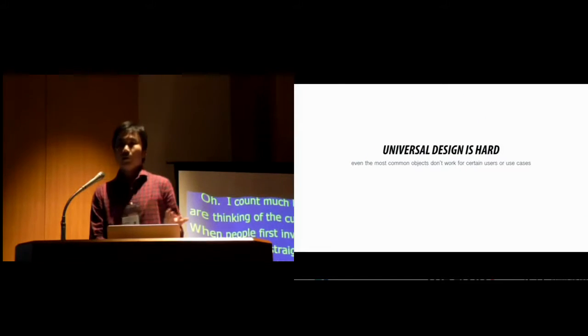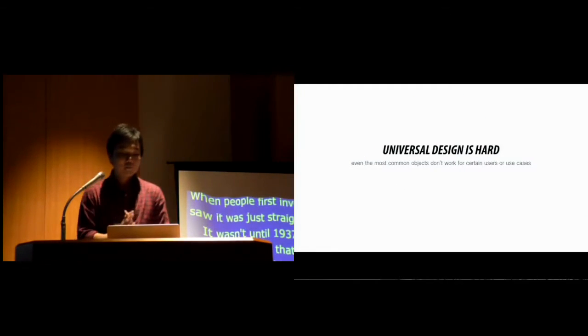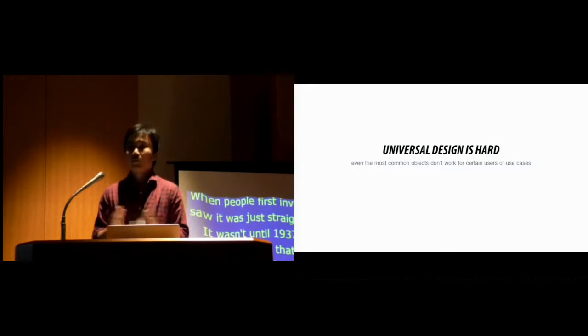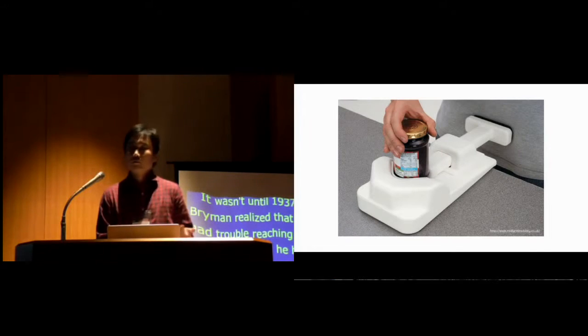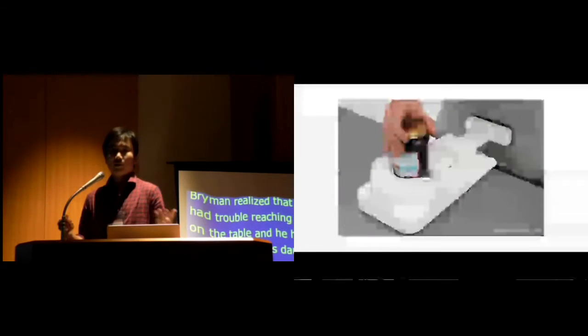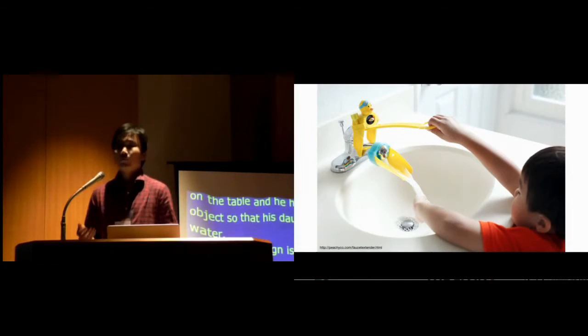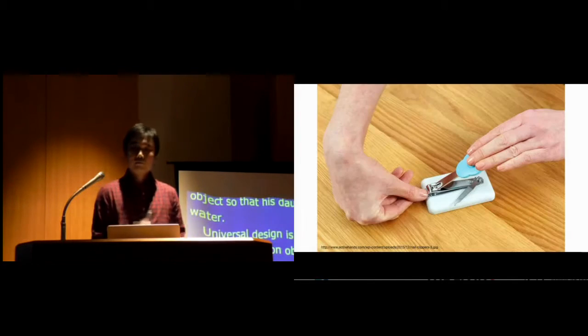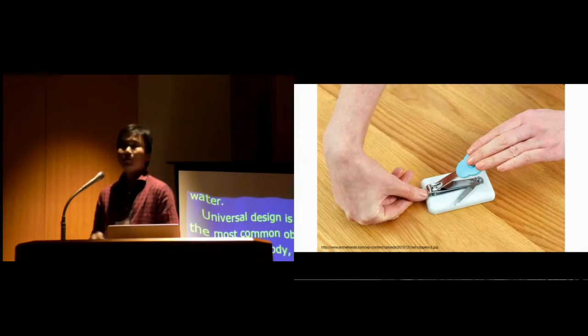So what does this story tell us? Universal design is really hard. Even the most common objects you expect to work for everybody might not work for some users or some use cases, such as people might have trouble opening the jar if they have weak strength. Young kids can't reach the faucet unless it's extended. And people with weak coordination might not be able to use even the nail cutter, so it has to be affixed to the table.